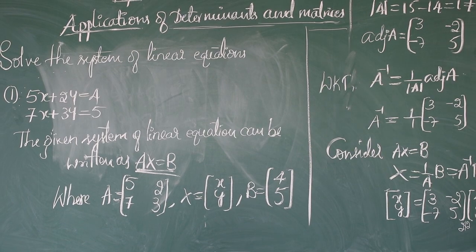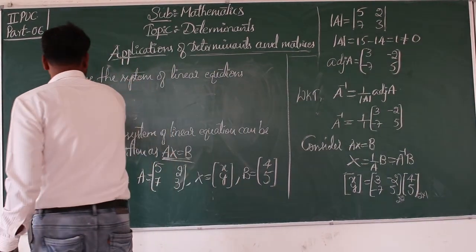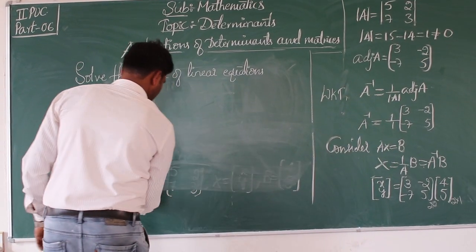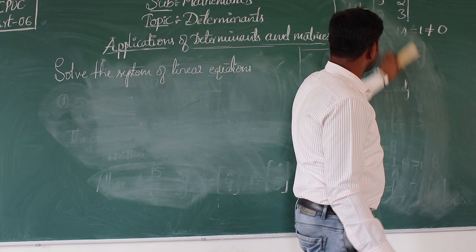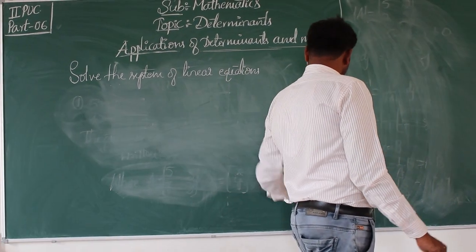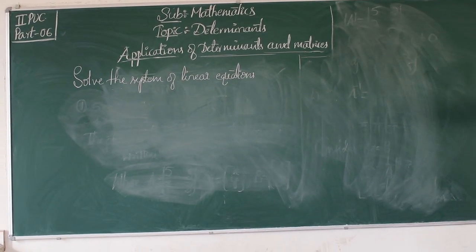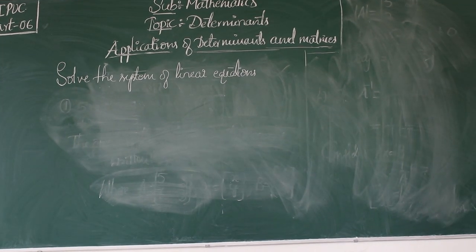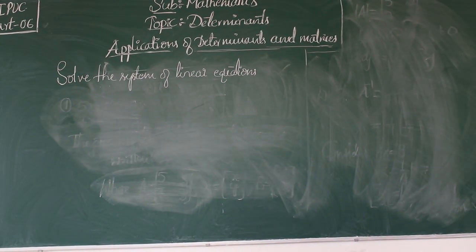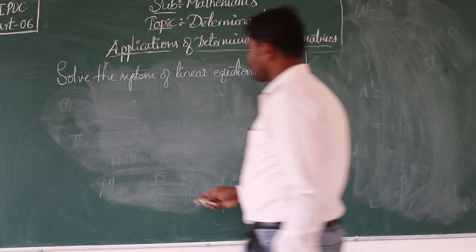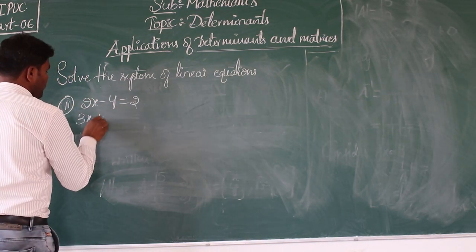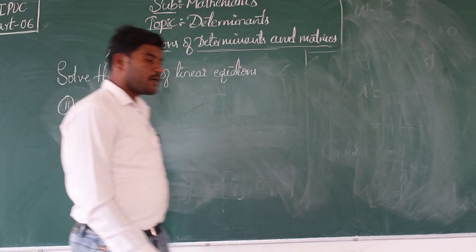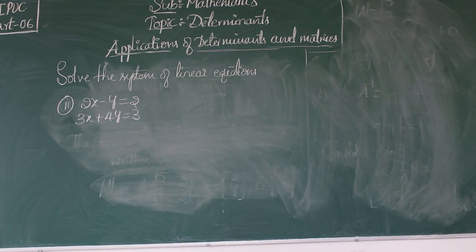The next problem: 2x minus y equals 2 and 3x plus 4y equals 3.